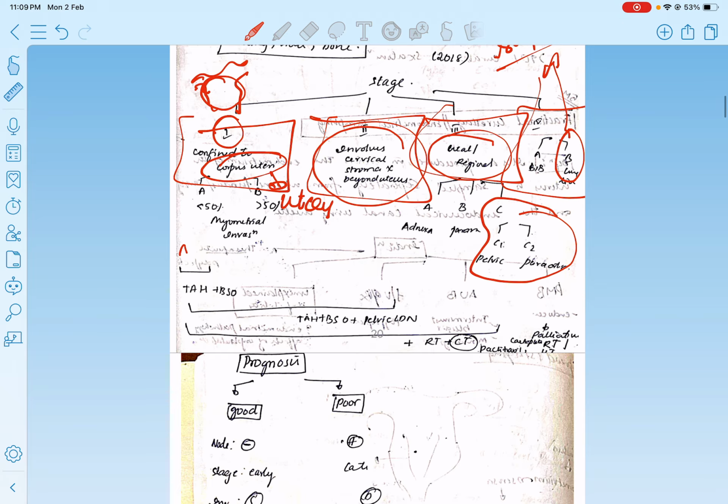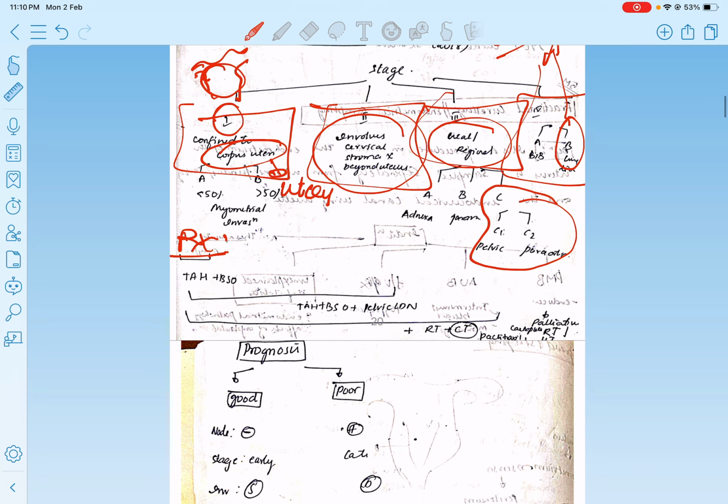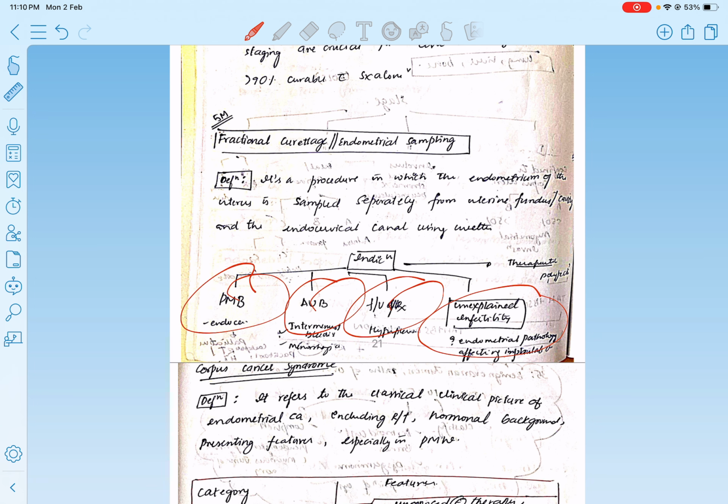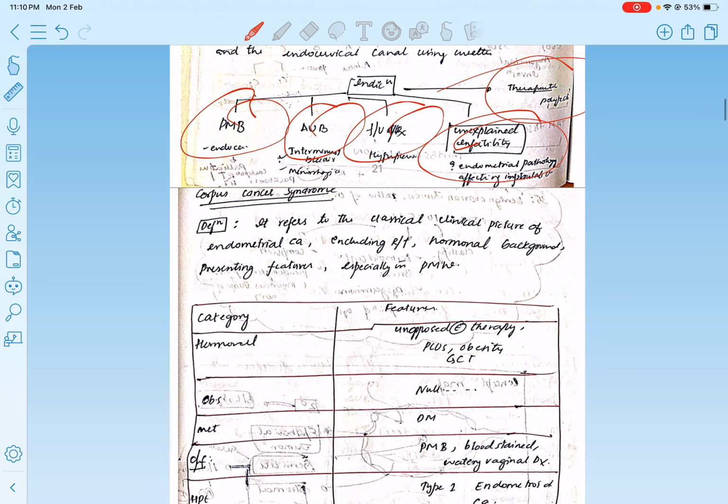Okay, and this is the treatment protocol which has to be done. I've just mentioned it, so you also mention the same. And this is about the prognosis thing. So what is fractional curettage? You are taking an endometrial sample to check for any pathological conditions. So you can mention all the conditions which are present.